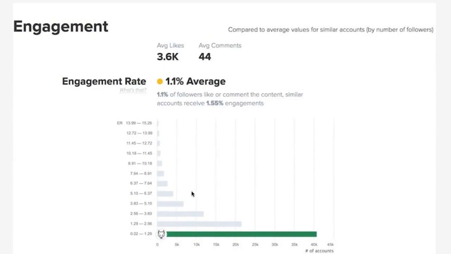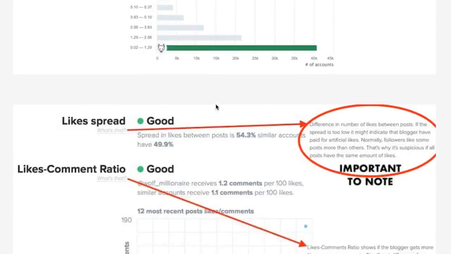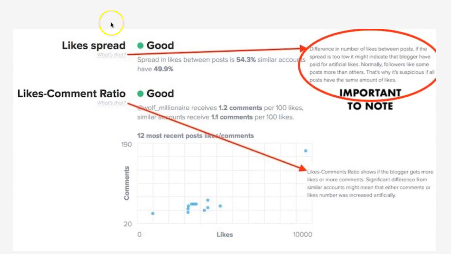Then I break it down to engagement, and they show me that my average likes is 3,600 likes per post and 44 comments. The engagement rate says 1.1. It's average. It says 1.1% of followers like or comment on the content. Similar accounts receive 1.55. So it's telling me that similar accounts to mine get a little bit higher engagement. And that's fine.